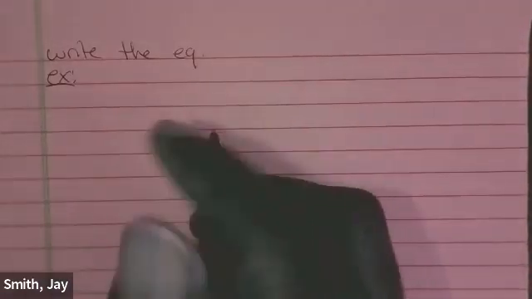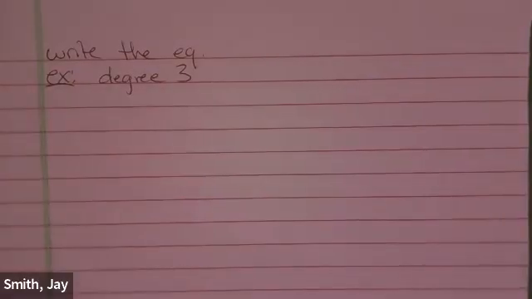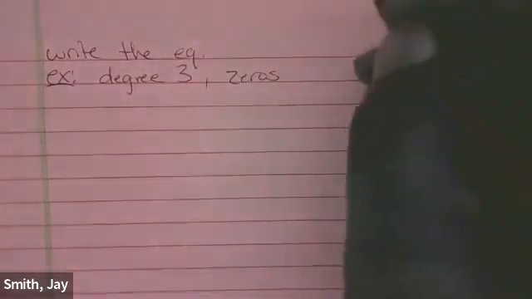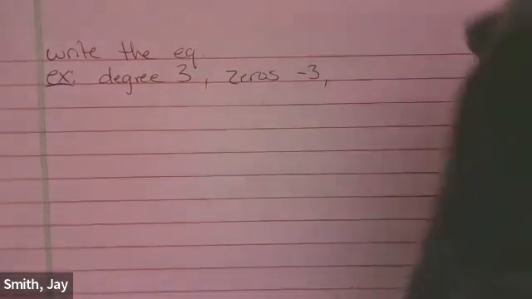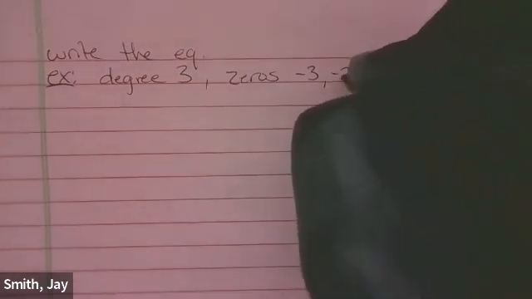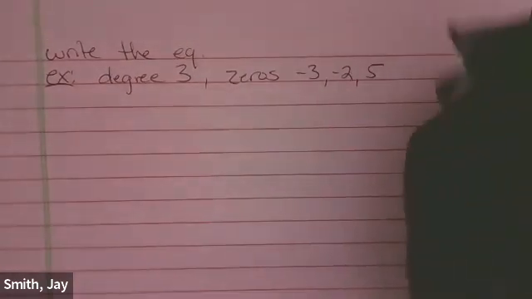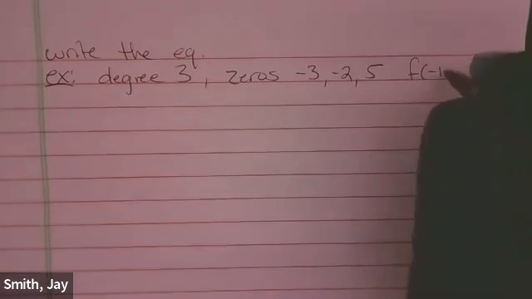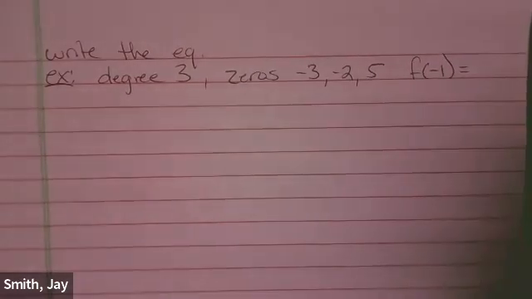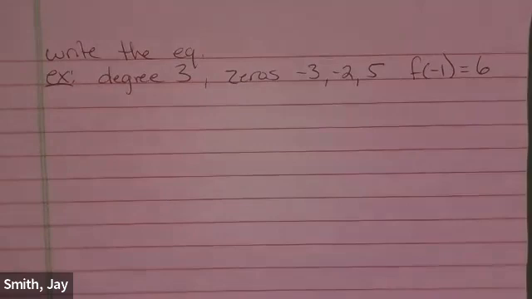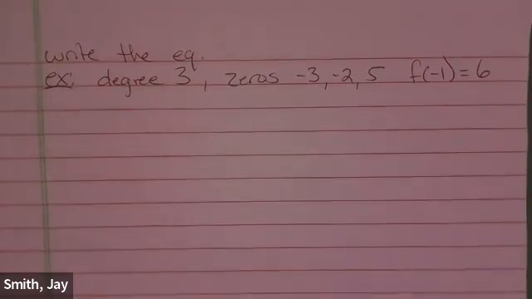In our first example, we're told that it's an equation of degree 3, which means the highest degree of x will be x cubed. And we're told that our zeros are negative 3, negative 2, and 5. We're also told that f of negative 1 is going to be equal to 6.